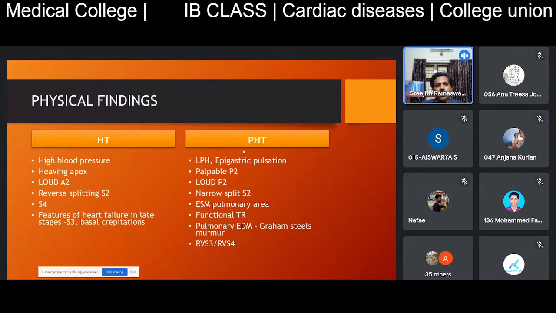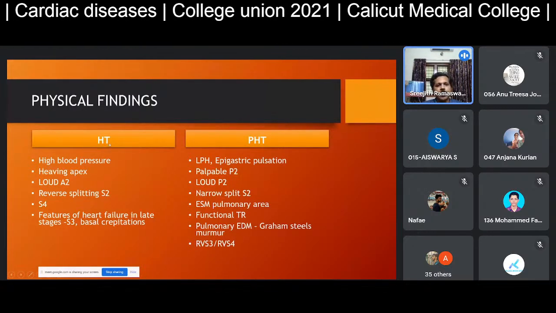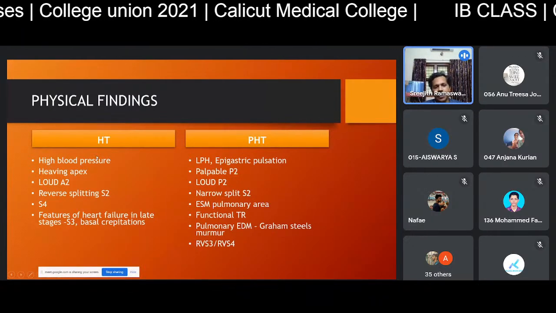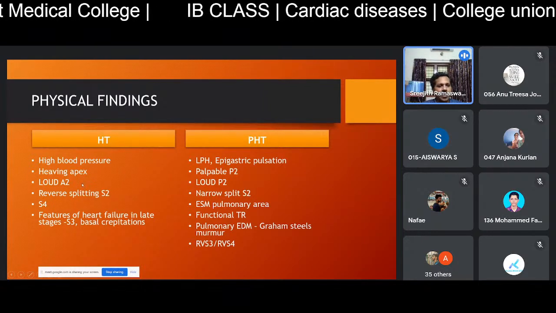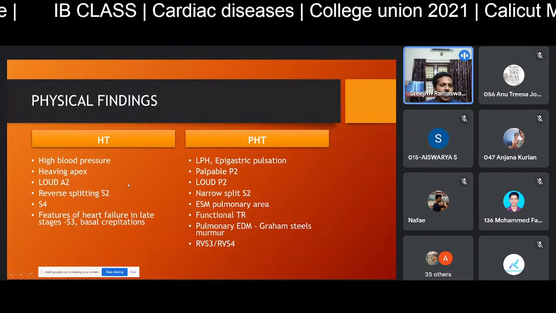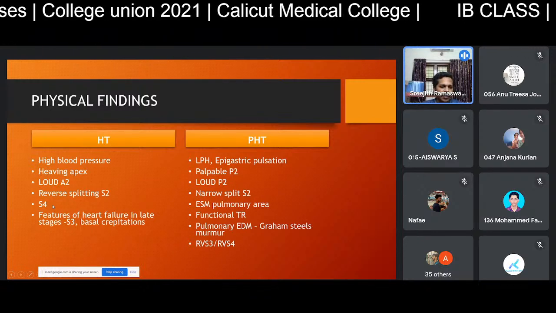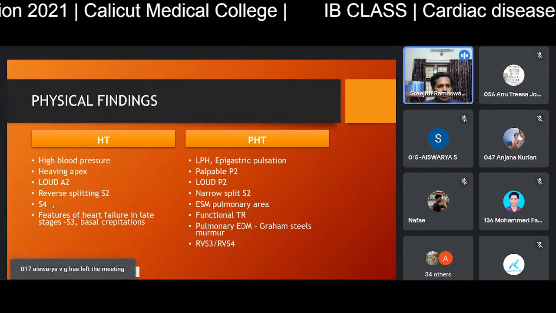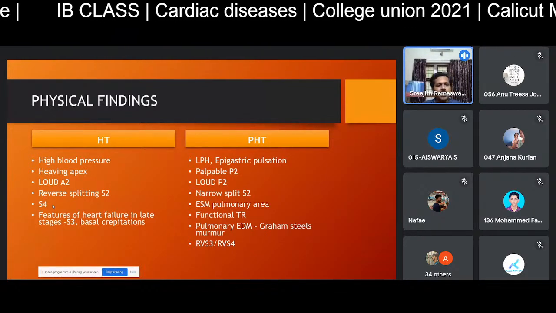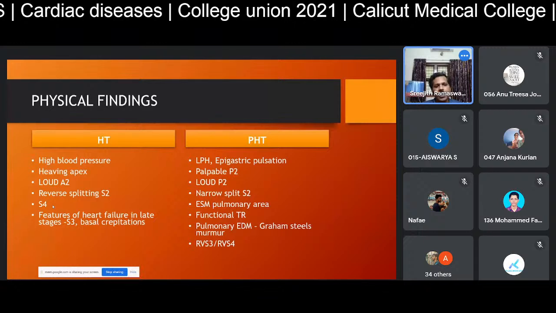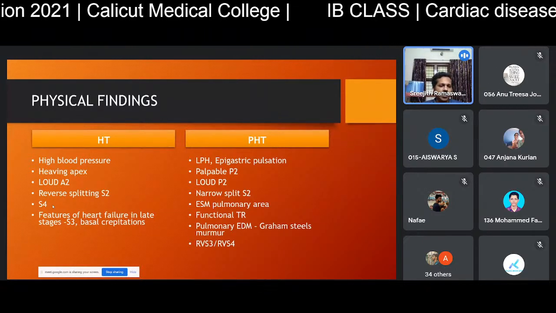So the physical findings you get in systemic hypertension and pulmonary hypertension. Let us see what is in systemic hypertension. The BP will be, as expected, elevated. And because of the concentric hypertrophy, you may get a heaving apex, loud second heart sound. Because A2 is delayed, you may get a reverse splitting of the second heart sound. You may get a fourth heart sound. You can imagine, in aortic stenosis as well as hypertrophic cardiomyopathy as well as in hypertension, you will get a fourth heart sound because all these conditions produce concentric hypertrophy of the heart and a diastolic dysfunction. If the heart goes into systolic failure, you may get a third heart sound or basal crepitation.